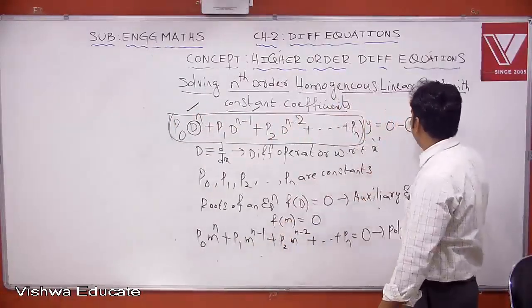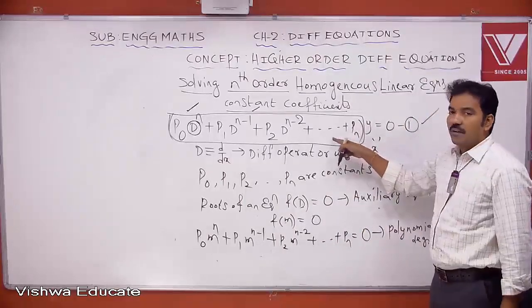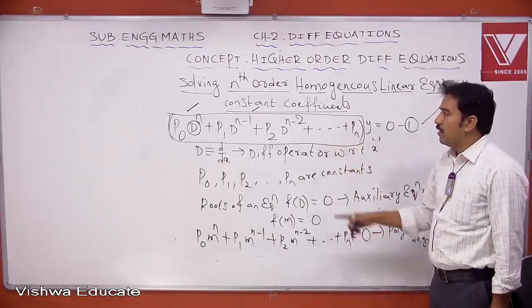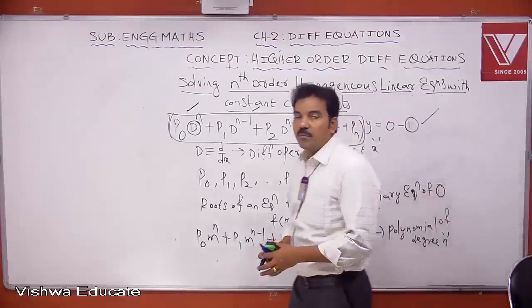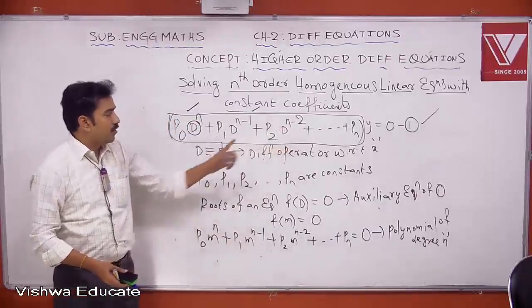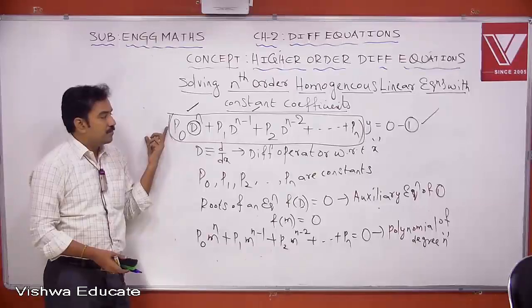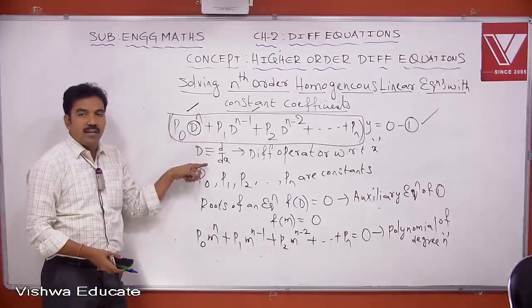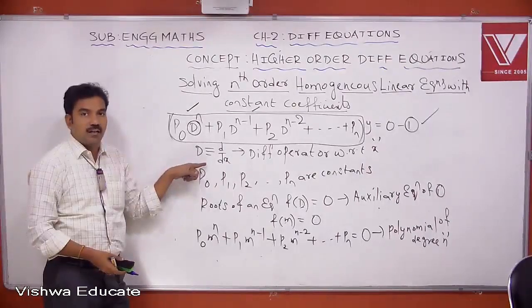Consider an equation p naught into d power n plus p1 into d power n minus 1 plus p2 into d power n minus 2 plus and so on plus pn of y equal to 0, equation 1, where d equal to d by dx, which is called a differential operator with respect to x.